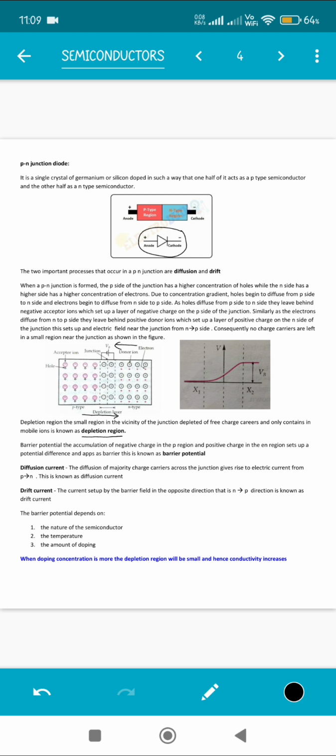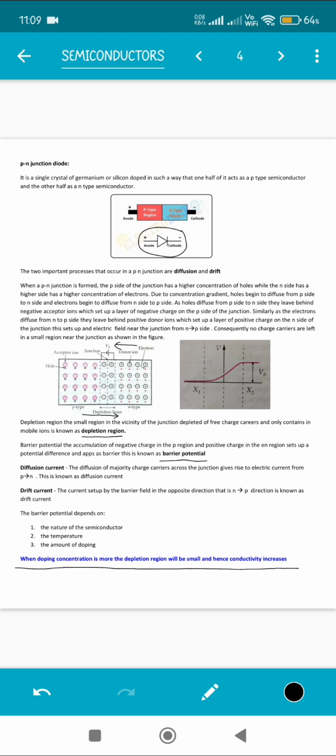Make sure you are going through these particular terms properly, because they can be directly asked or they can also be in the form of MCQs. So this barrier potential that we have just studied about, it depends upon three factors: the nature of the semiconductor, what type of material we are using, the temperature, and the amount of doping, how much impurity we have added to it. When doping concentration is more, the depletion region will be small and hence conductivity increases.